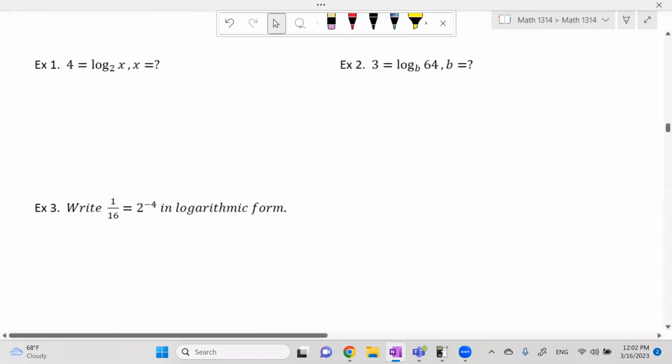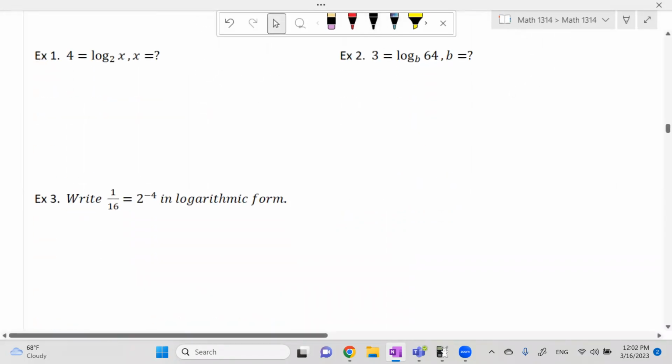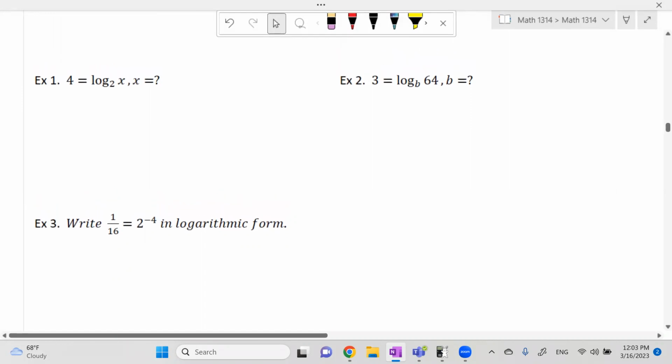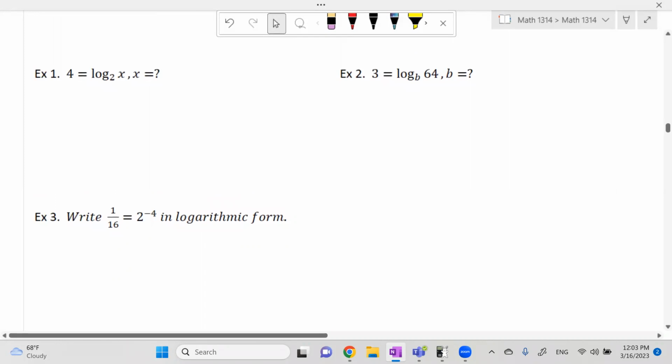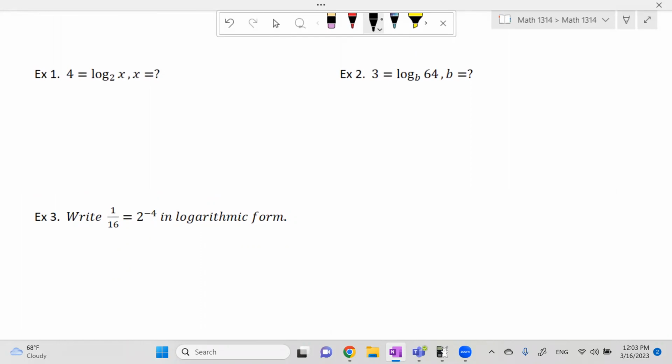All right, let's convert the logarithm form to the exponential form and solve for x. First, if we have the logarithmic form, we can convert it to the exponential form. Keep the base 2, then on the other side, isolate the x. What is 2 to the 4th? 16.